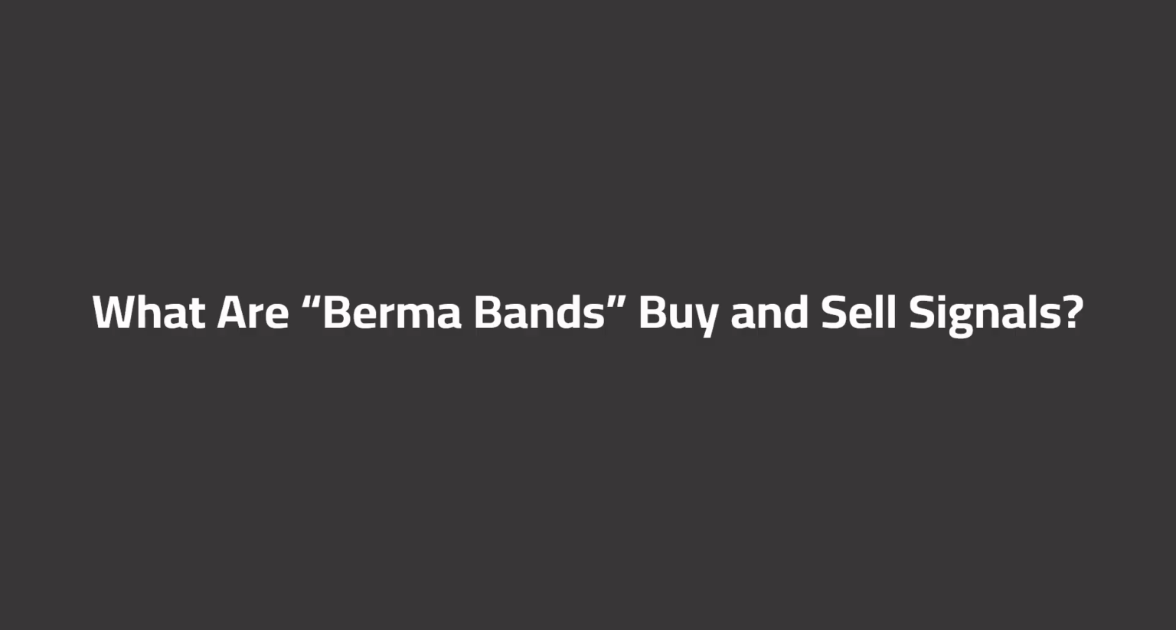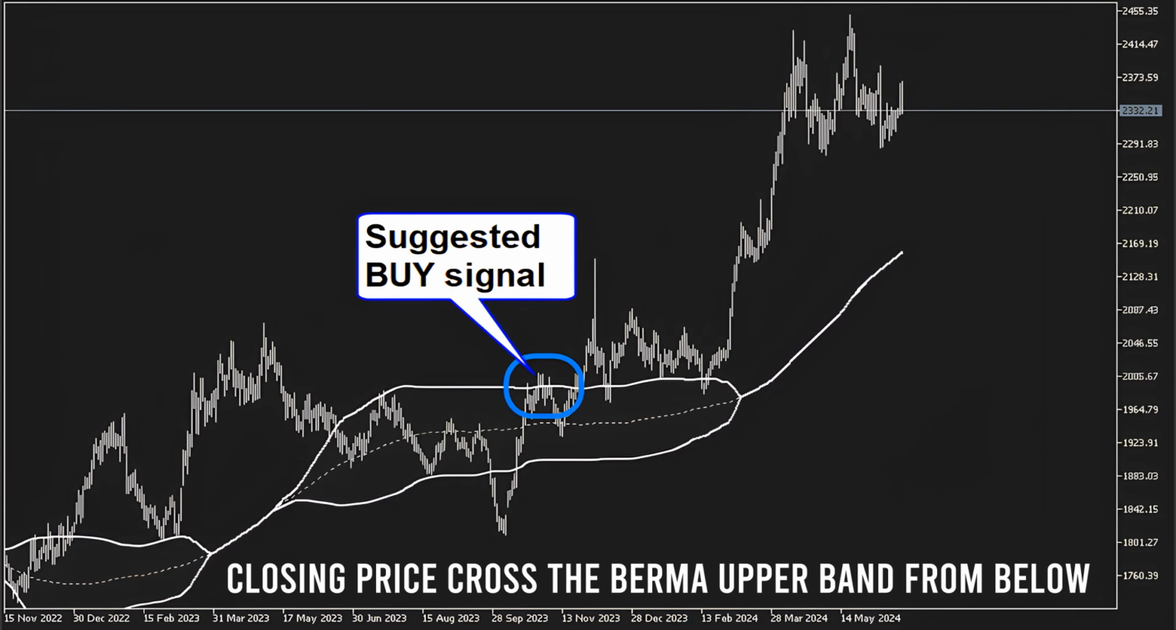What are Berma Bands buy and sell signals? First, a buy signal or the beginning of an uptrend. It occurs when the price candles cross the upper Berma band to the upside. That is, when the previous candle closes below the upper band, and the current candle closes above the upper band.